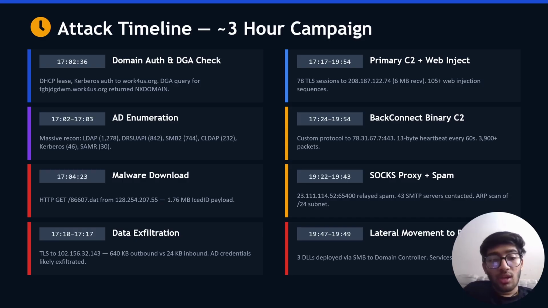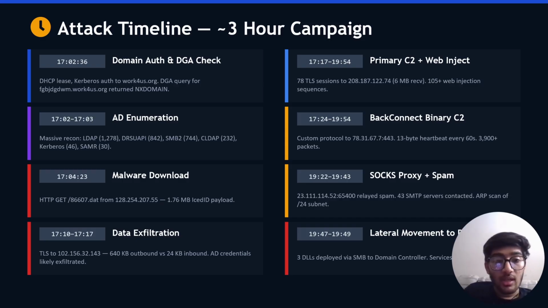Now let's walk through the attack timeline. Unlike the P1 incident, which lasted about 35 seconds, this was a methodical multi-stage campaign. On the left-hand side, it shows 4 phases. At 17:36, the compromised host authenticated to workforus.org via Kerberos and immediately performed a DGA connectivity check by querying a random subdomain, which returned a domain confirming the DGA was active within the next few minutes.